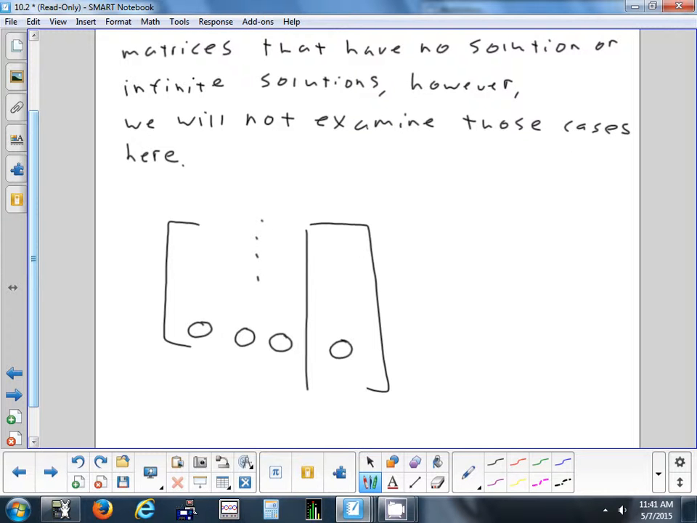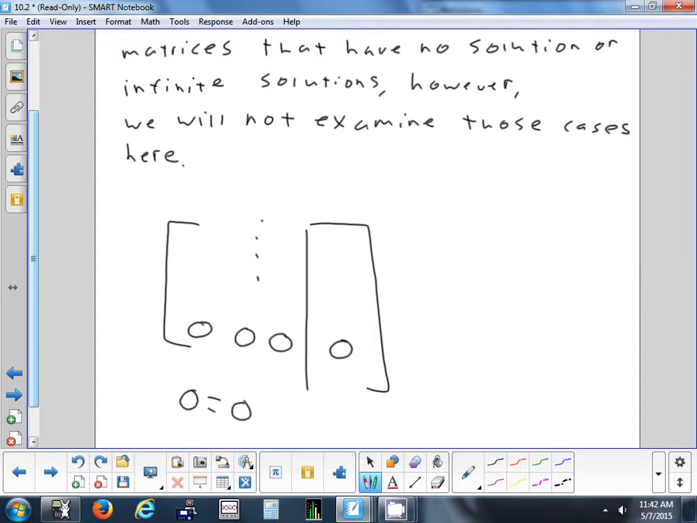You could also end up with something like this, an entire row of zeros. Well, if that happens, you're basically getting 0x plus 0y plus 0z equals 0. 0 equals 0. What would this mean? Well, Alex, what do you think? Infinite? Yeah, that would be infinitely many solutions.